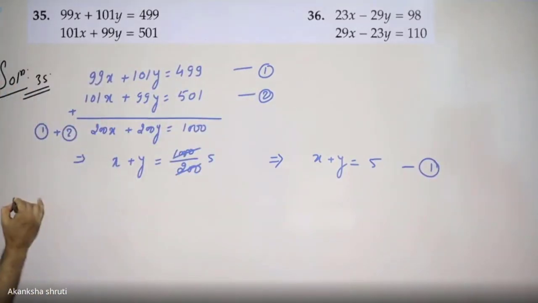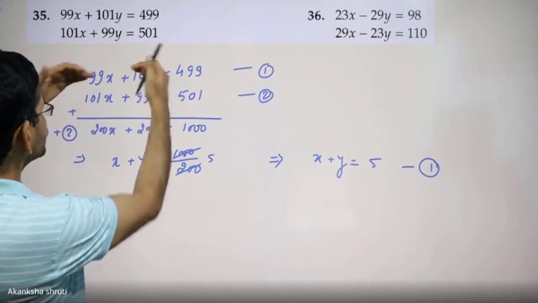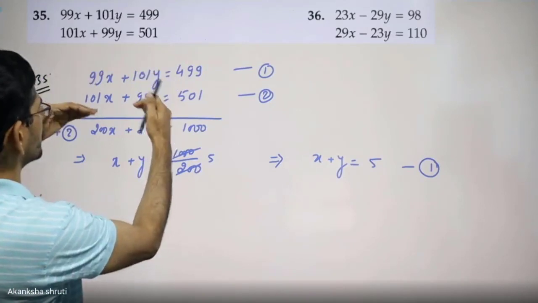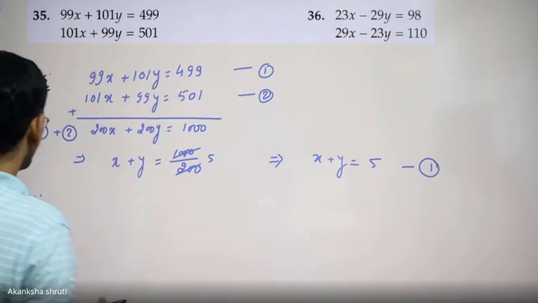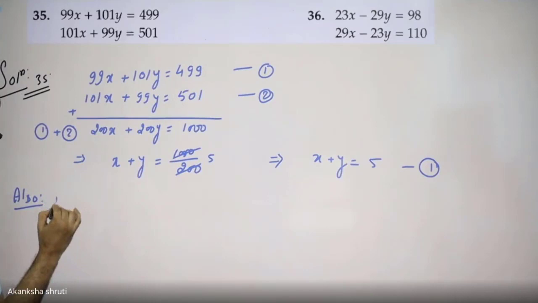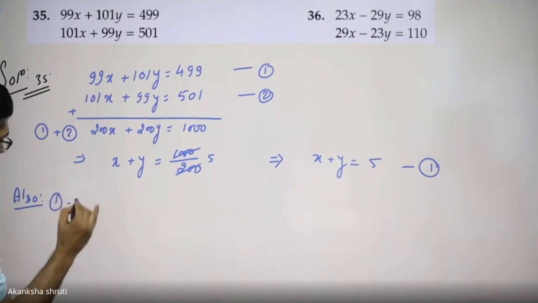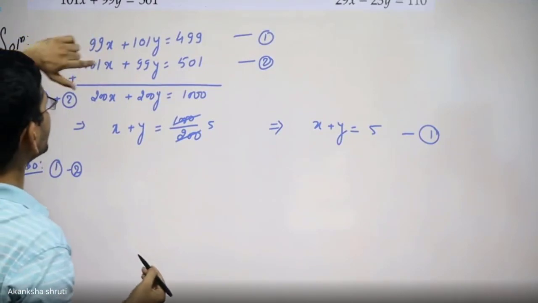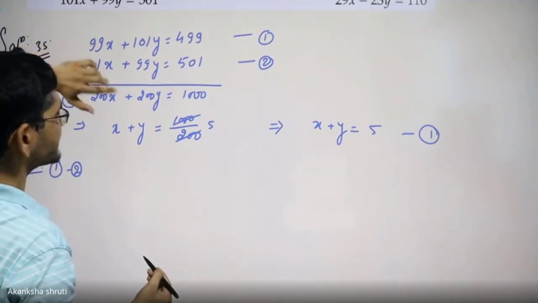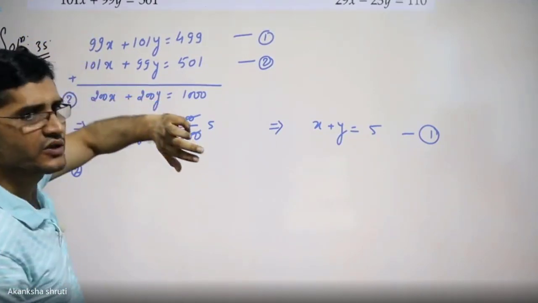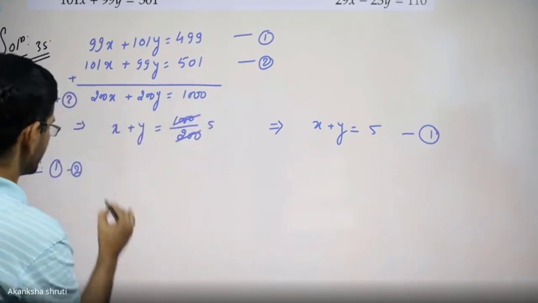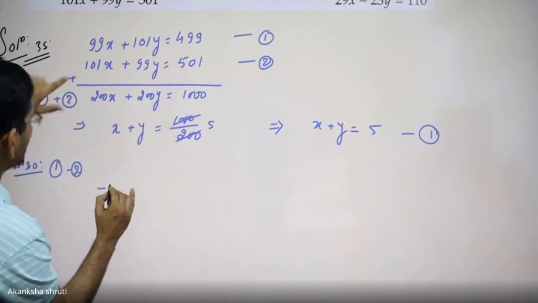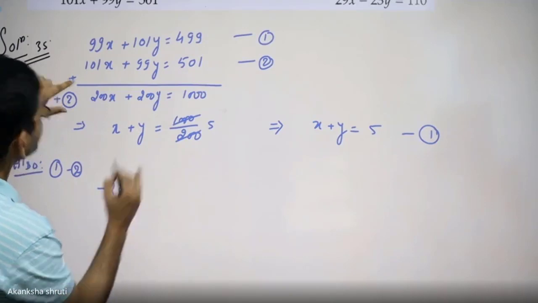Other also, for getting the other simpler equation, let us subtract 1 from 2 or 2 from 1. So let us subtract 1 minus 2. Students, 1 minus 2, again 99x minus 101x, it is going to give us minus of 2x. So I can write minus of 2x directly.